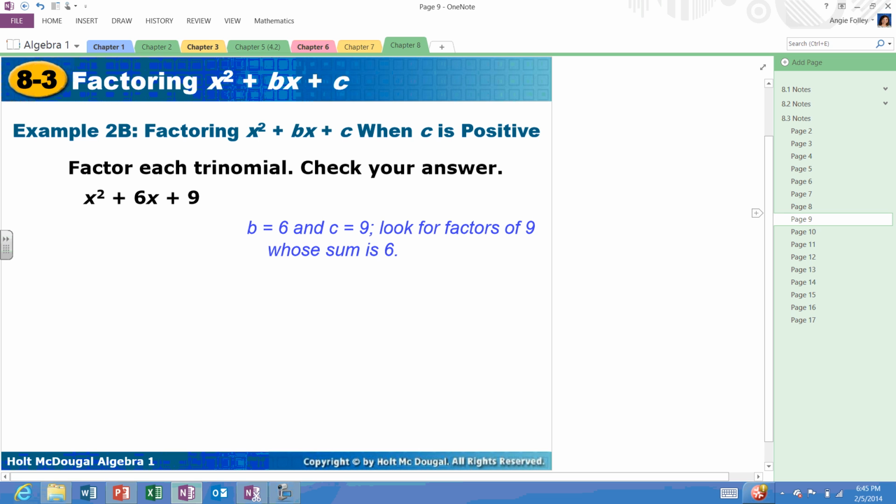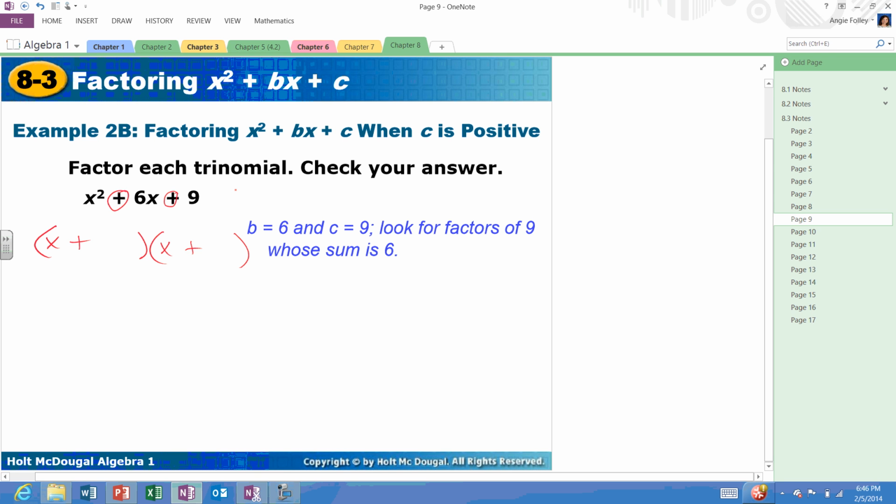Okay, let's try another one. So we need our parentheses. Again, our first term is still just an x squared, so we know we need an x. Since our last term is positive, we need the same signs in between. Now, which signs do we need? Since the middle is positive, they're both going to be positive.